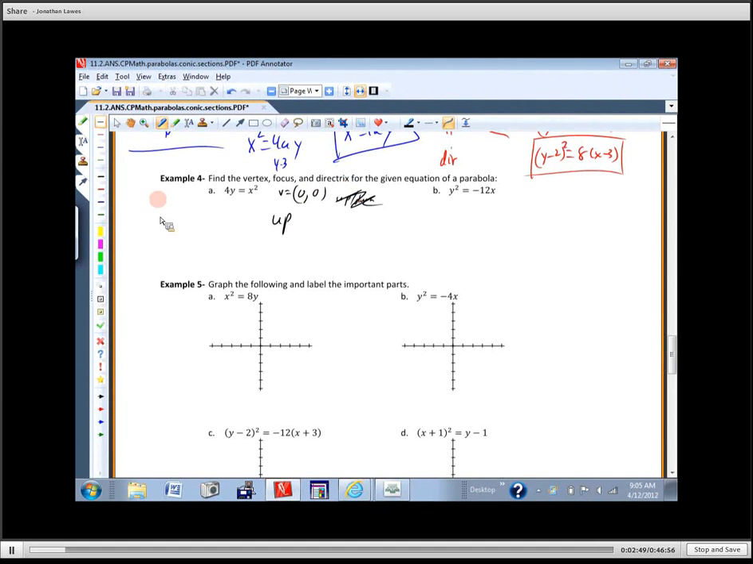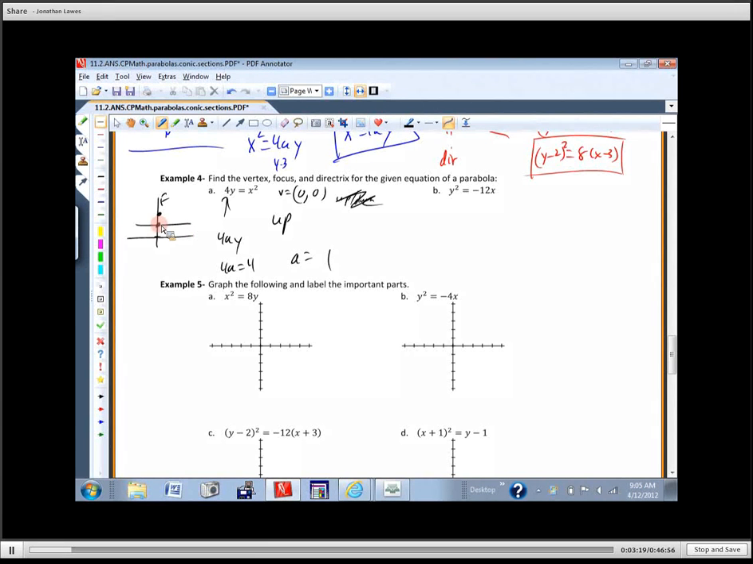So let's just think about this for a quick second. Its vertex is right there. We know it opens up, so we know it's something like this. Let's take a look at that. That is 4ay. So that means 4a is the same as 4. What's a? a must be 1. So that means we'd go 1 unit up here to get to the focus, and 1 unit down here to get to the directrix.